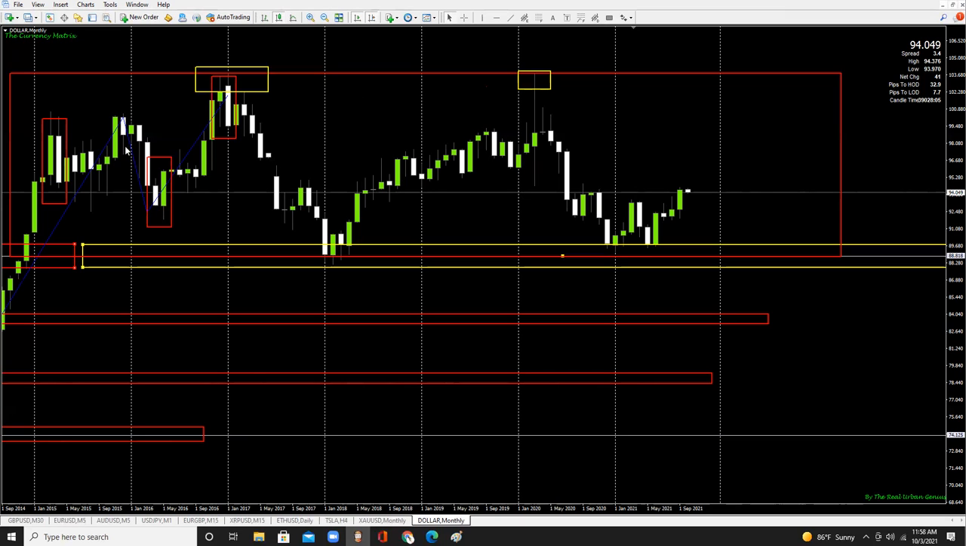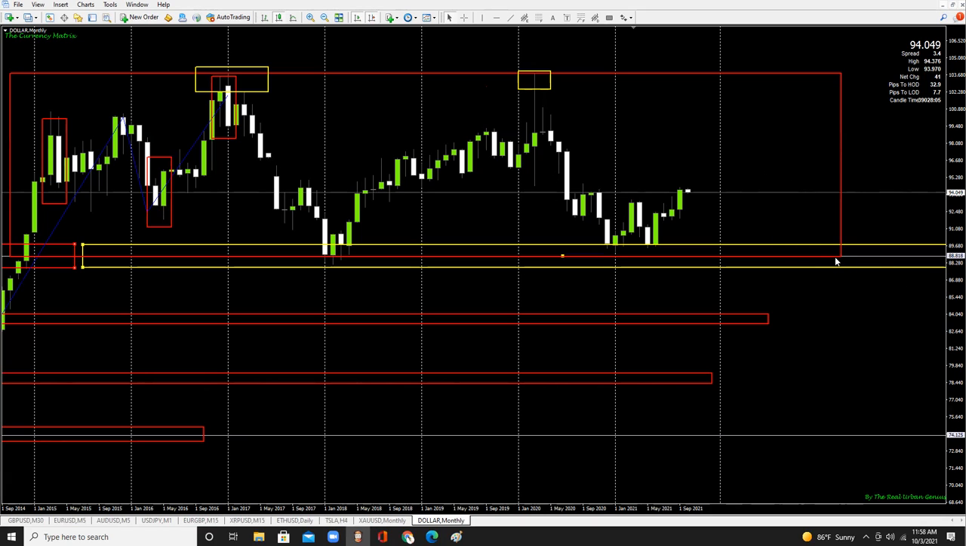So now, what the heck is a stop hunt? A stop hunt is when the market just really clears the board. It takes out buyers and sellers. This candle here took out buyers and sellers.